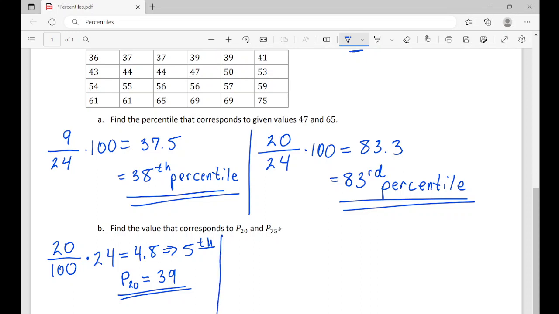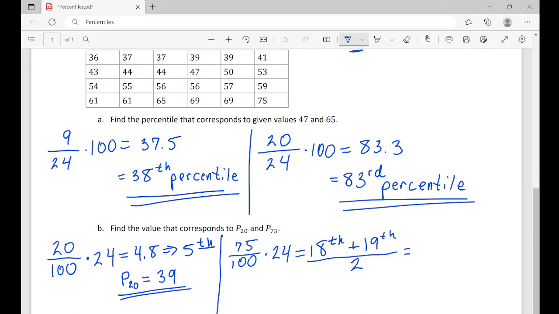Now let's do it again for 75. We're going to do 75 divided by 100 multiplied by the total number of values, which is 24. When we do that, we get 18. Now there's a problem when we have a whole number. We can't just pick the 18th number because it's all the values less than that. So what we do is we take this number and we also take the next number after it, so the 18th and then the 19th number.